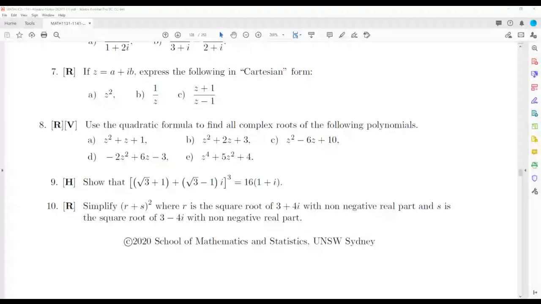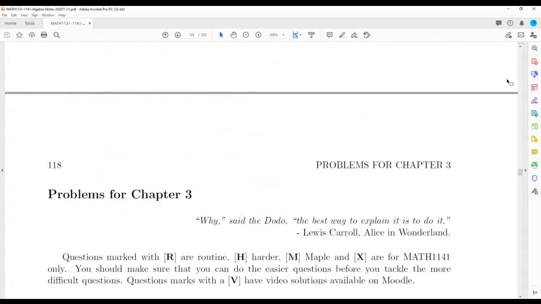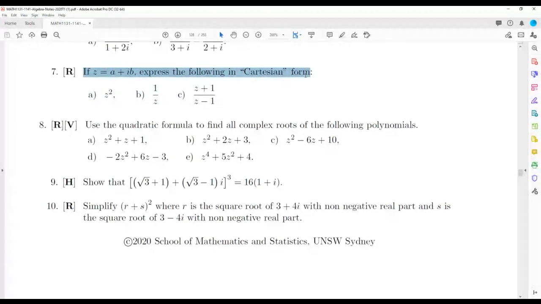Okay, so let me have a look at this PDF. Now, just to remind everybody, this is a tutor-led tutorial. So that means we'll be working through some of the questions together. So this is chapter 3. Let me just go up so you can see what it is. Hang on, page 118. And I wanted to start with question 7.